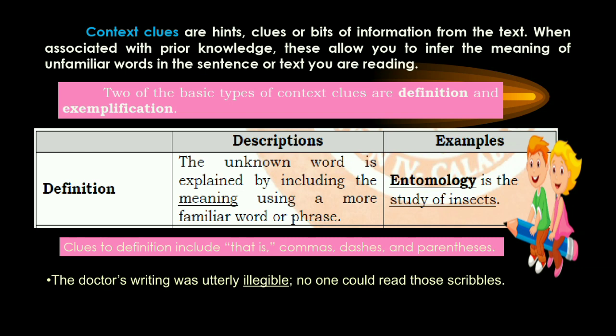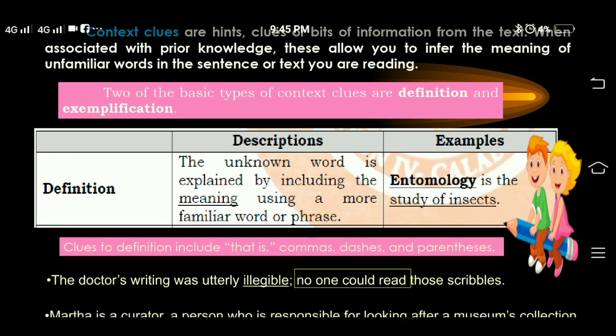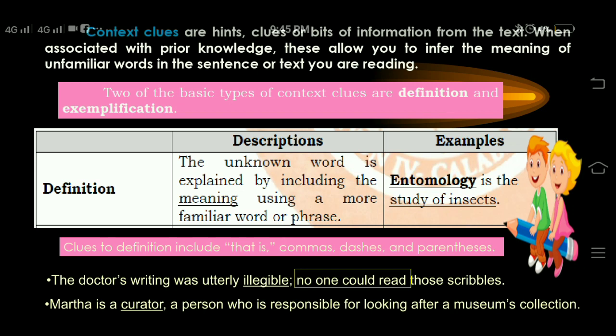The doctor's writing was utterly illegible. No one could read those scribbles. What is the meaning of the word illegible in the sentence? It means no one could read. Okay, so that's it. I have here another example.